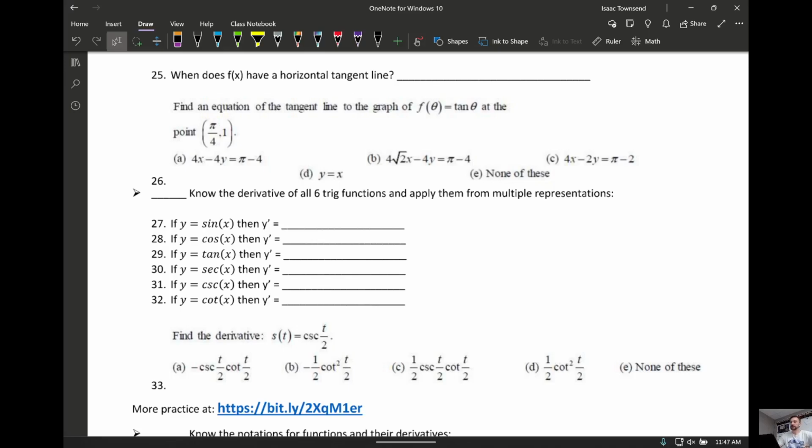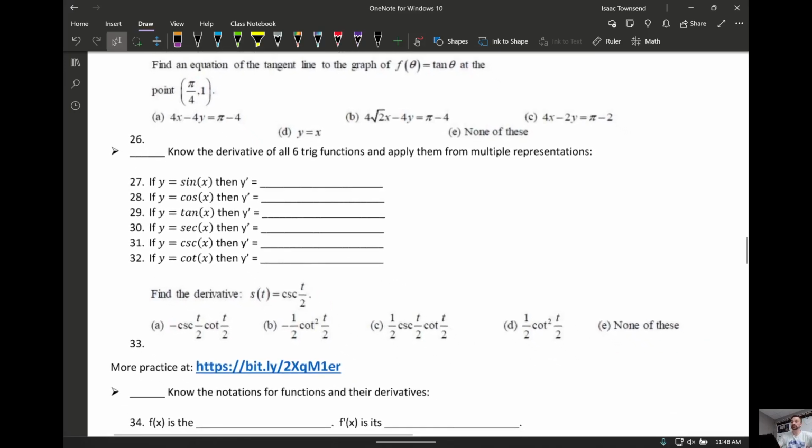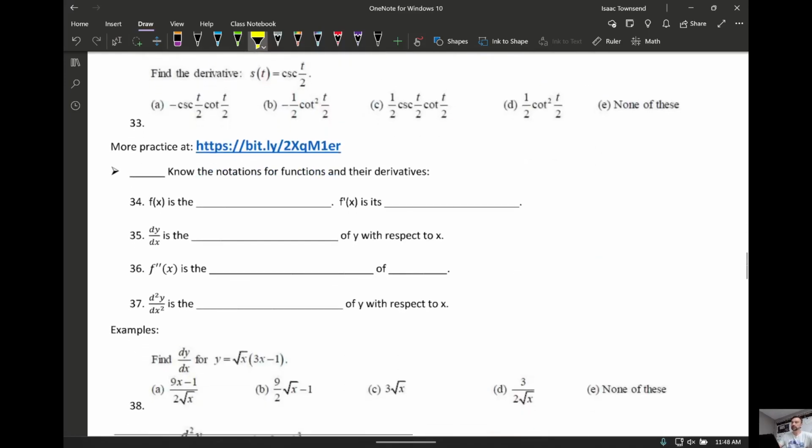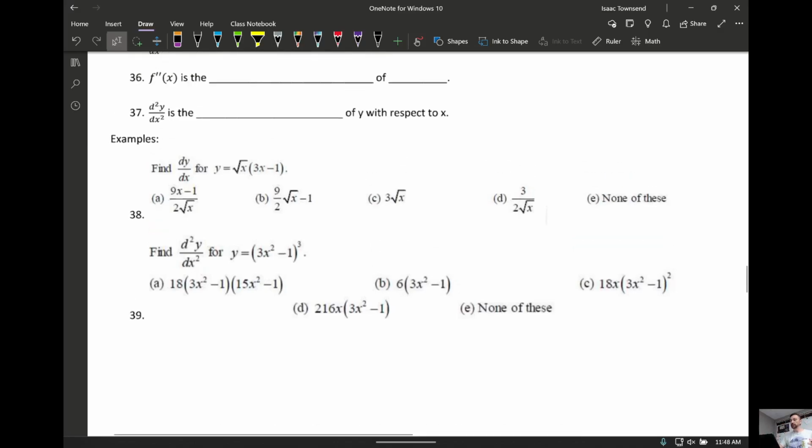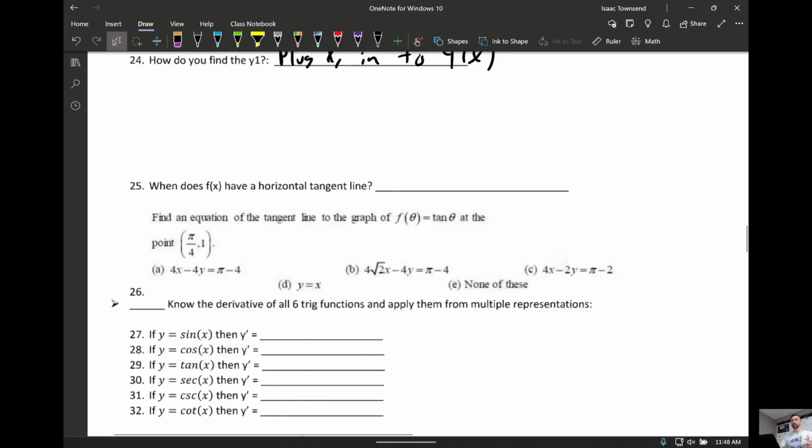Okay, on the next page, horizontal tangent line, knowing what that is to know when it would occur. The trig derivatives you need to memorize. Knowing the notation for first derivative or second derivative. 2 ways to ask for first derivative, 2 ways to ask for a second derivative. Second derivative just means you take the derivative twice, or you take the derivative of the derivative. And then question 38 and 39 are the 2 practice ones there.